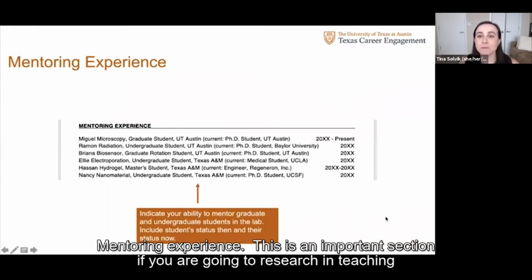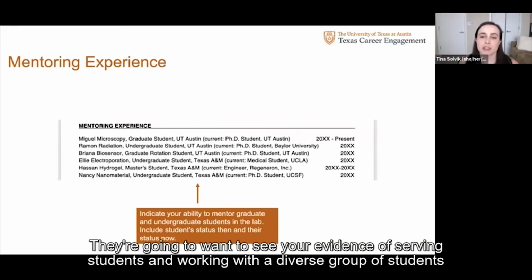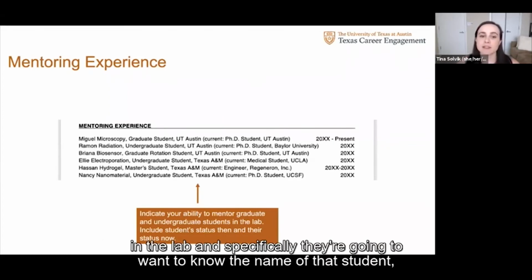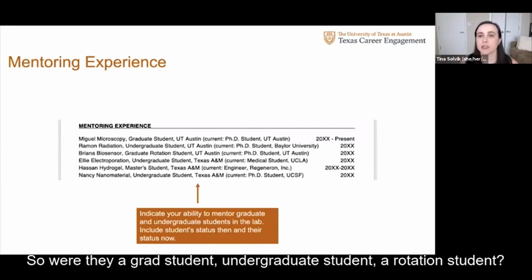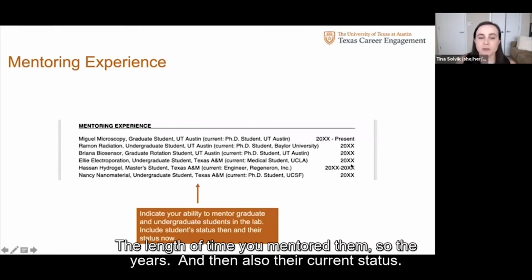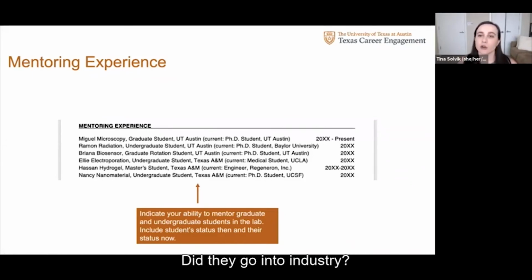Mentoring experience. This is an important section if you are going to research and teaching or teaching institutions. They're going to want to see your evidence of serving students and working with a diverse group of students in the lab, and specifically they're going to want to know the name of that student, what was their status at the time that you were mentoring them. So were they a grad student, an undergraduate student, a rotation student? The date, the length of time that you mentored them, so the years, and then also their current status. They want to see where that student is now. Did they stay in research? Did they go to medical school? Did they go into industry?